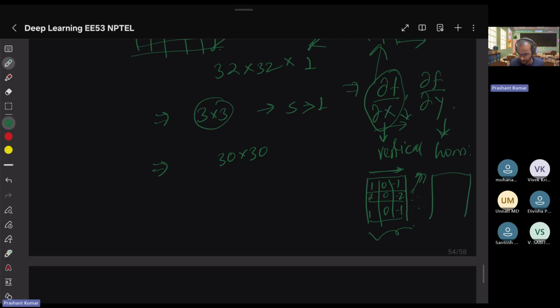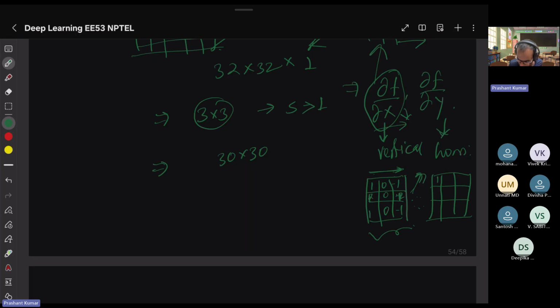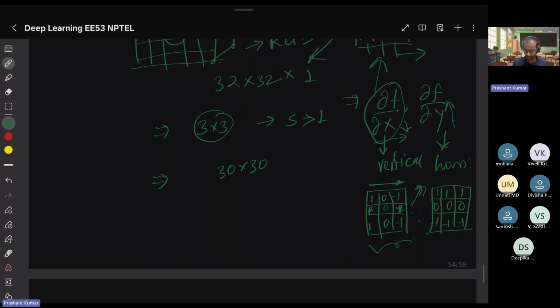If I have something like this, that is 1 minus 2. Why am I giving 2 in the middle? I am just saying that I want to give the middle value more importance. You can call this 1 as well, I have no issue with that. 1, 1, 1, 0, 0, 0, minus 1, minus 1, minus 1. So this will give you the value of dou f by dou y, and this will pop up the horizontal edges, right? So these are the filters that we know will always create the vertical and the horizontal edges.